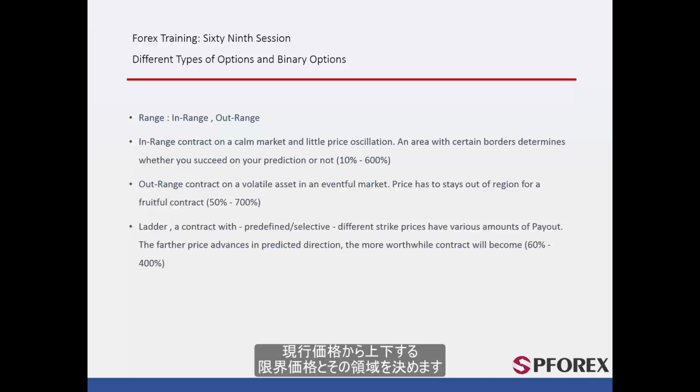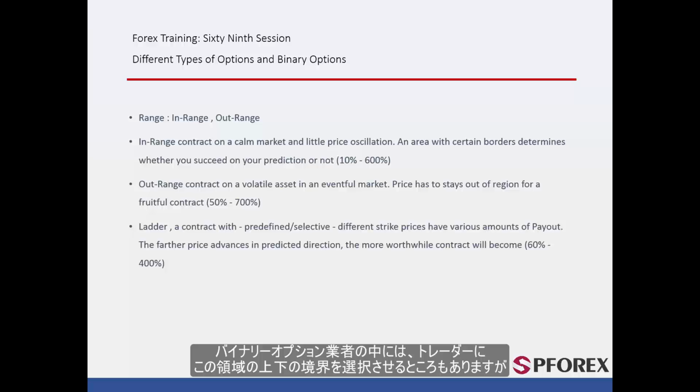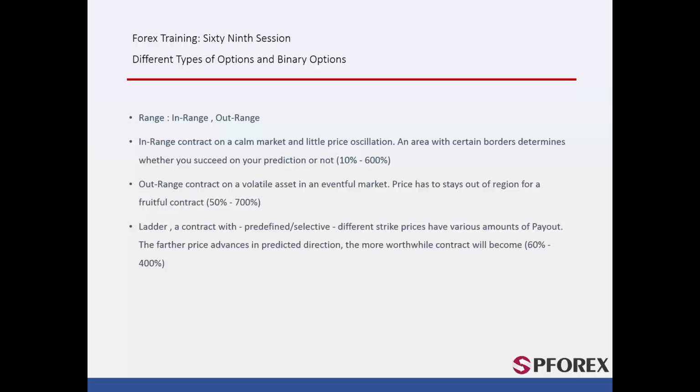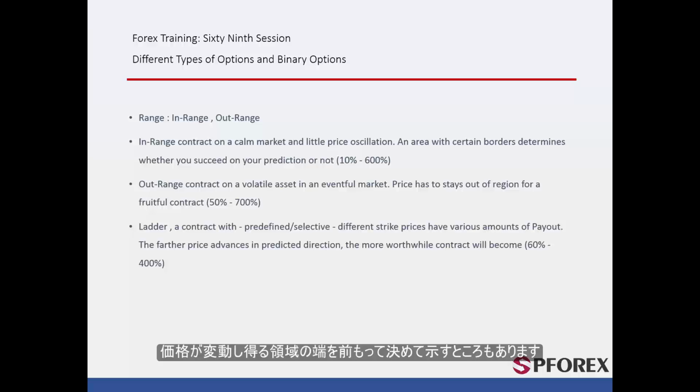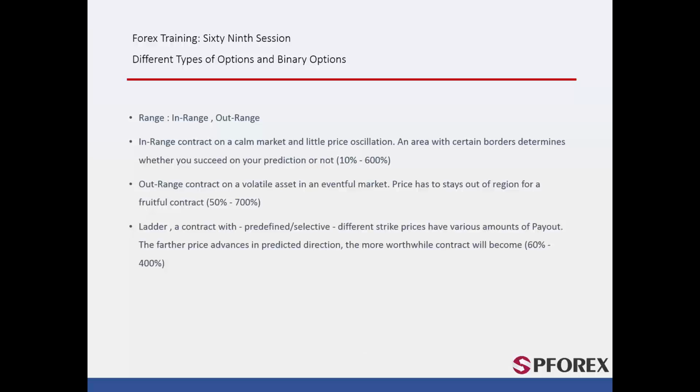An area with higher and lower edge price from the current price must be specified. If at the expiration time price does not cross boundaries of the defined area, then a trader gains profit. Otherwise, they would lose the premium and the deal. While some binary option providers permit traders to select high and low boundaries of the region, others represent a predefined edge of the area that price must move within. Area with tighter borders leads to higher amount of payout, from 10% to 600%.